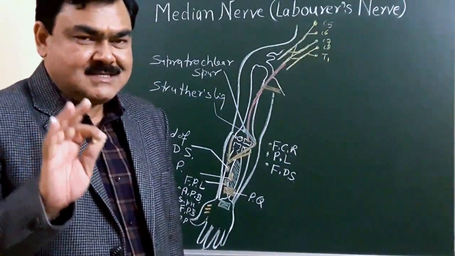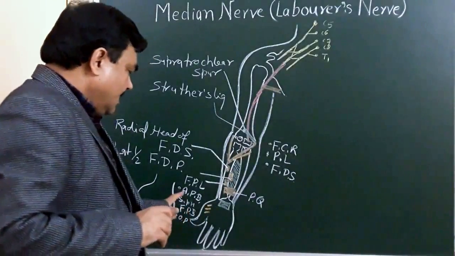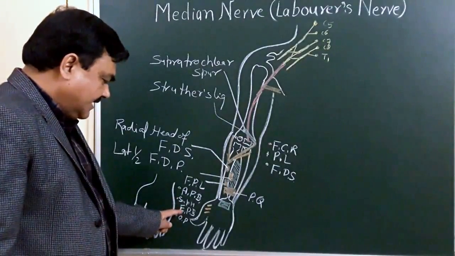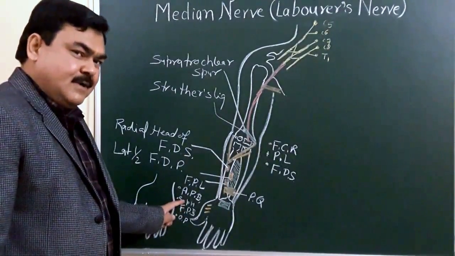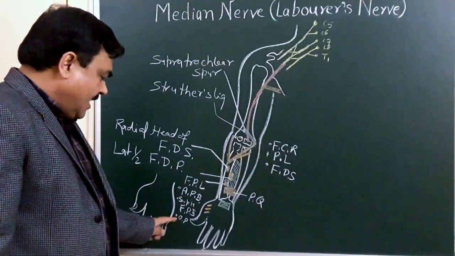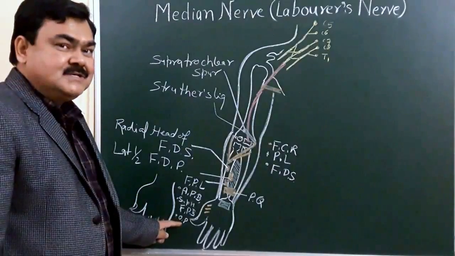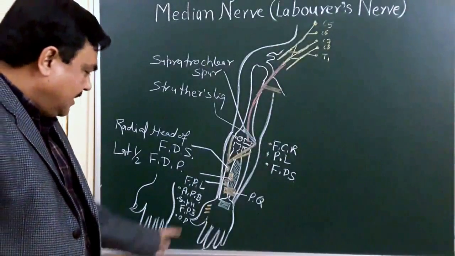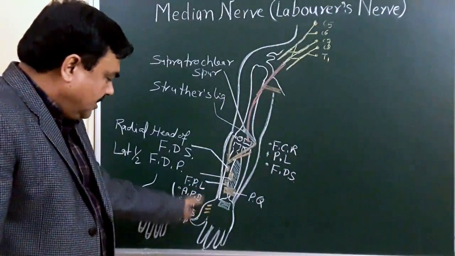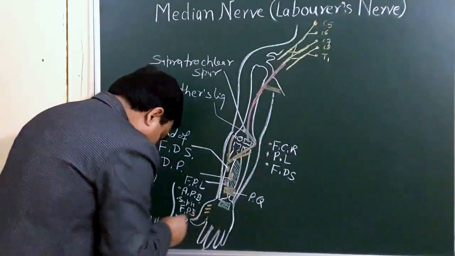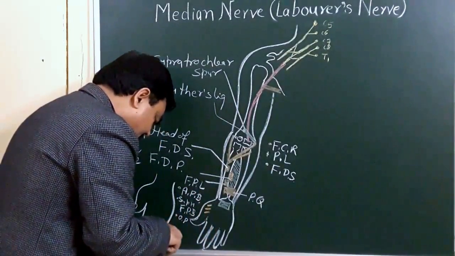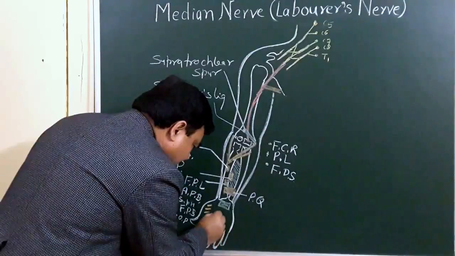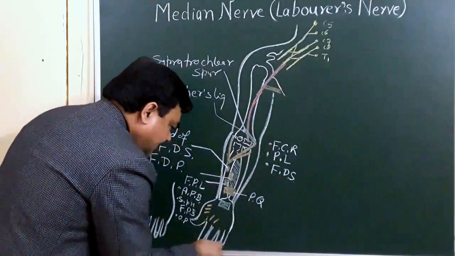Actually, there are four muscles present in the thenar eminence. These are abductor pollicis brevis, the superficial head of flexor pollicis brevis, the deep head of flexor pollicis brevis, opponens pollicis, and another muscle, adductor pollicis. But here we make only three muscles in this diagram. Another muscle is the lumbricals, first and second lumbricals.